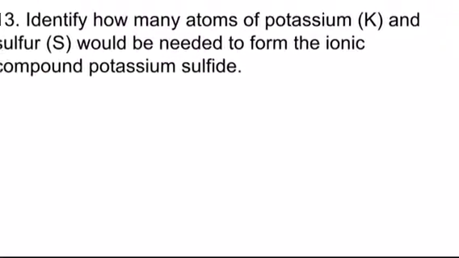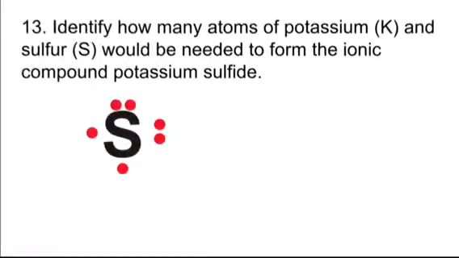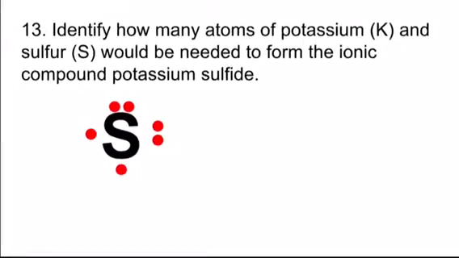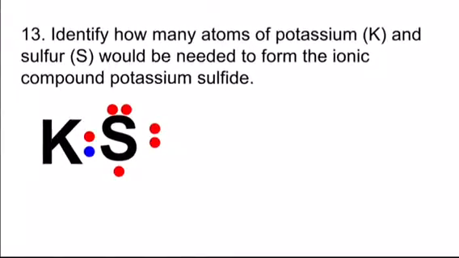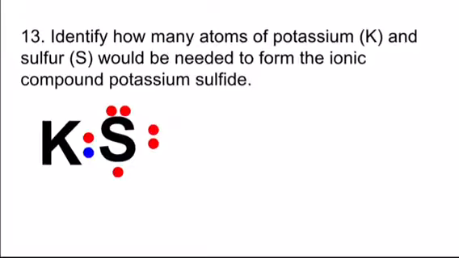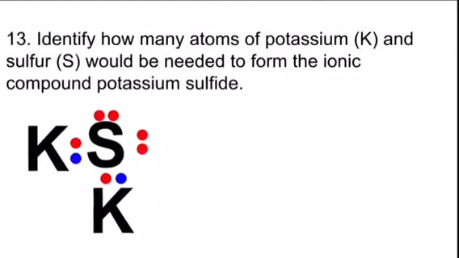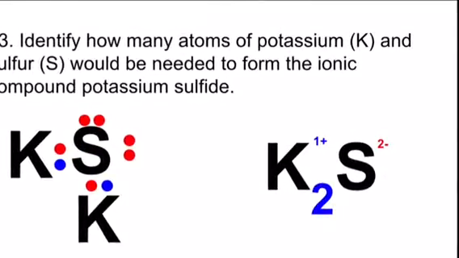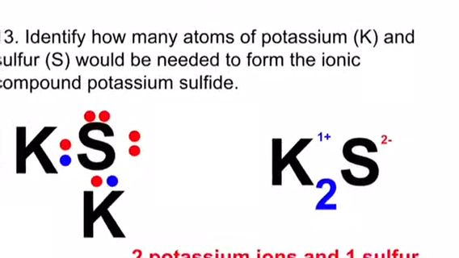13. Identify how many atoms of potassium and how many atoms of sulfur will be needed to form the ionic compound potassium sulfide. So here we see sulfur has 6 valence electrons. Potassium has 1 that it could use, so one of those potassium ions will bond with one of the sulfur electrons. So we need a second potassium atom to be able to complete that. So what we will have is 2 potassiums and 1 sulfur.